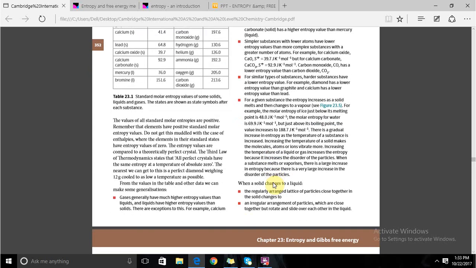Right, there are some generalizations. Obviously, there will be exceptions to it, but if you memorize the general rules, they will work most of the time. Gases will generally have higher entropies than liquids and solids.